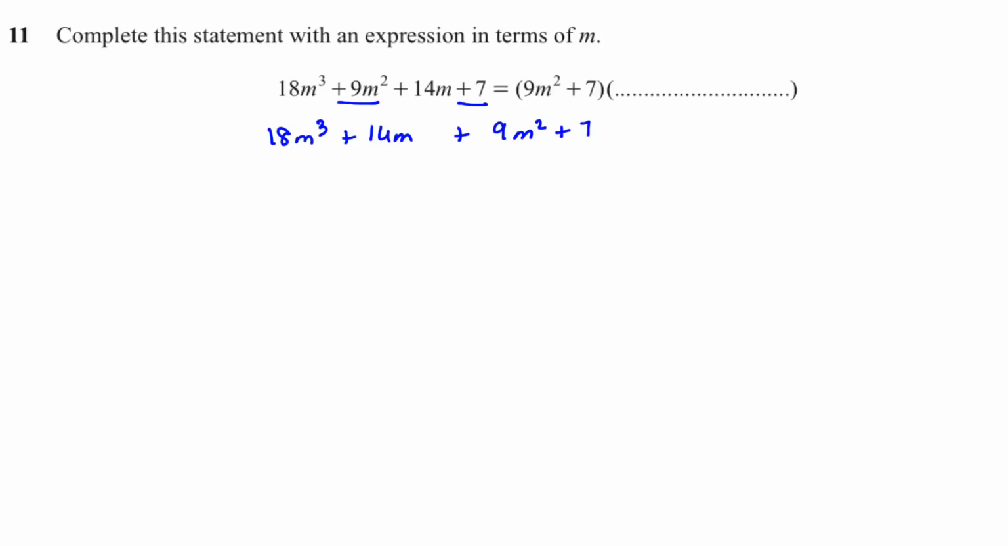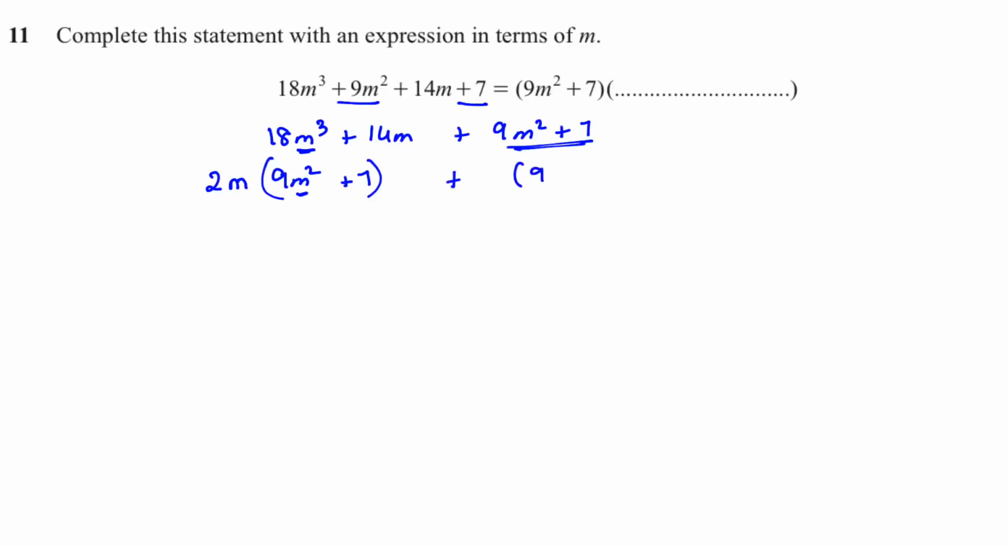Now we will factorize this. It has to be 9m squared plus 7. How did I get this 9? You can see that 9 times 2 is 18. So what did I factorize out? 2. And there are 3 m's here and I have 2 m here. So 1 m, I factorized it out.